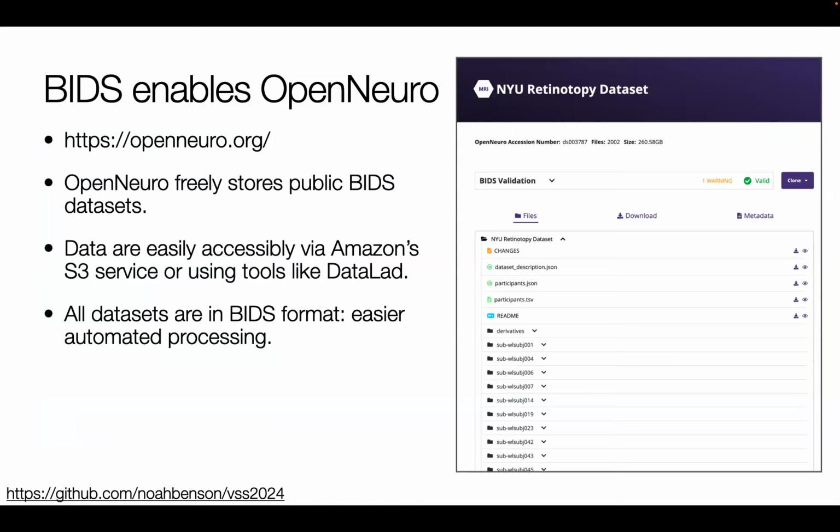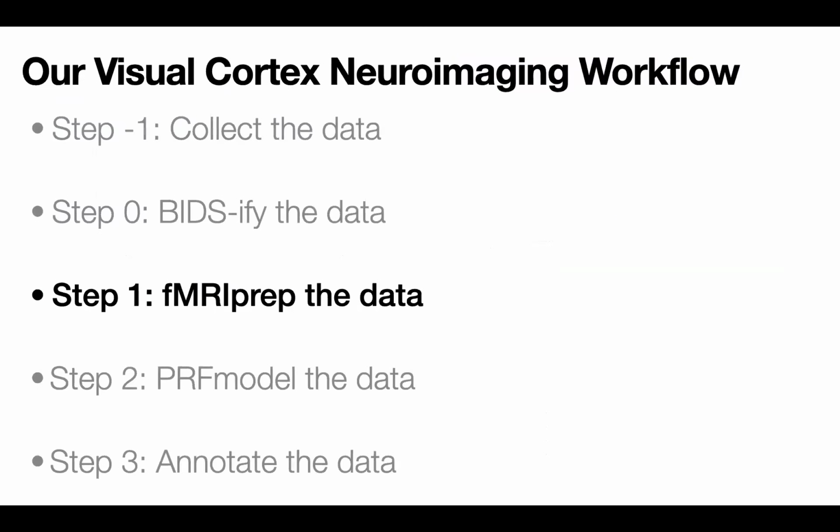This is what it would look like. You would see the files you could browse. You can download them from here, but it's also available on Amazon's S3, so you can just get it with the AWS command line or with a tool like DataLad. It just makes sharing data sets very easy.